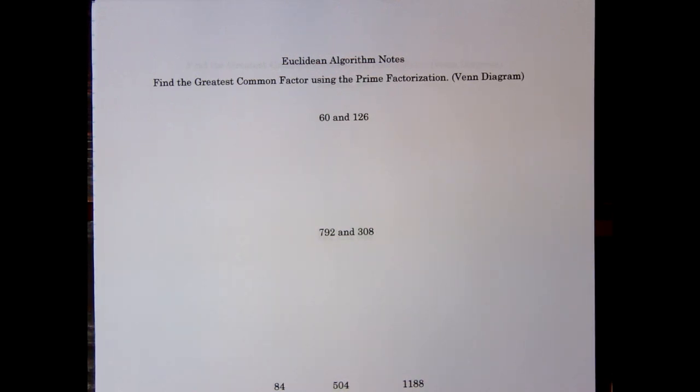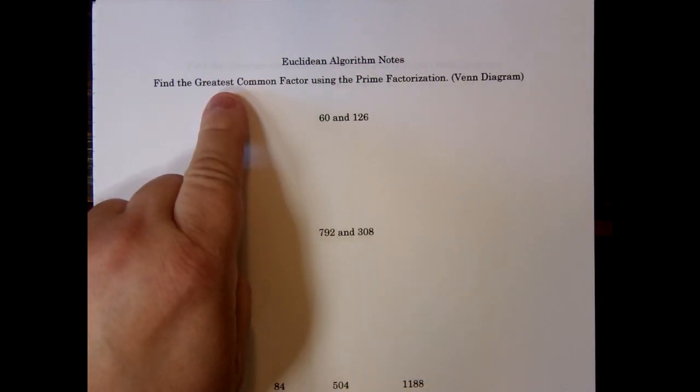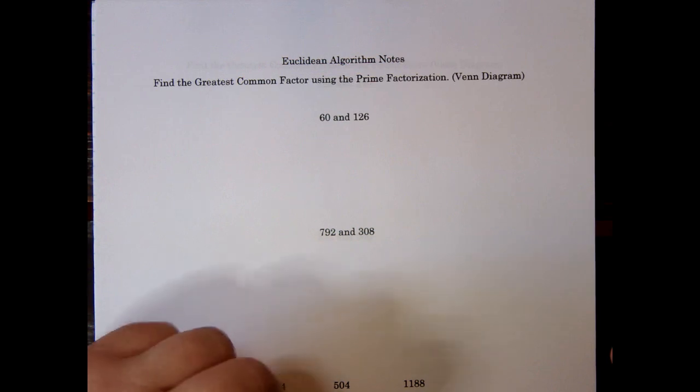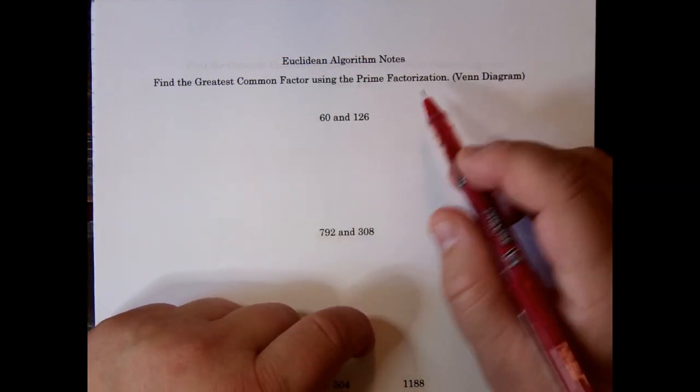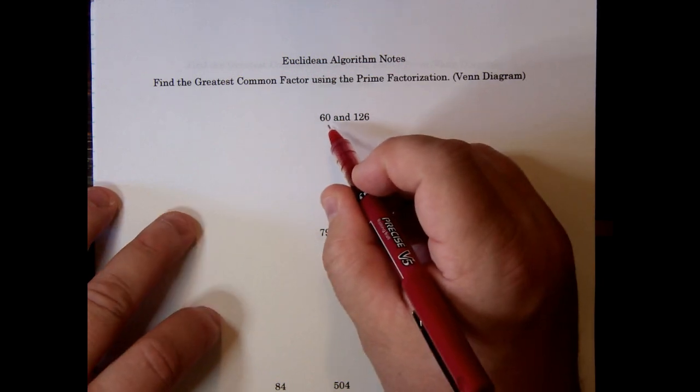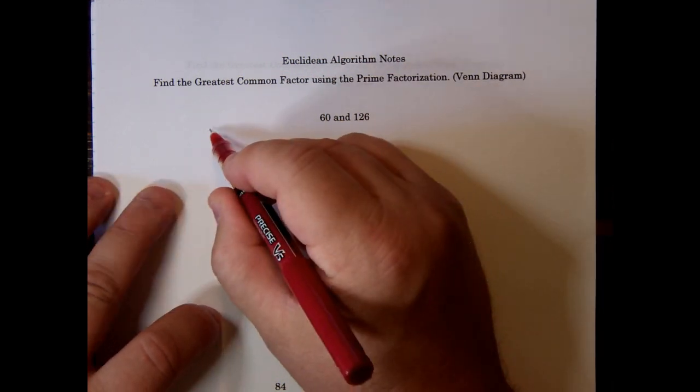Hello, welcome. Today we're going to discuss the Euclidean algorithm for finding the greatest common factor and for finding the least common multiple. Let's start out looking at just how you can find the greatest common factor with the prime factorization. So let's start with that. We're going to do the prime factorization of 60.